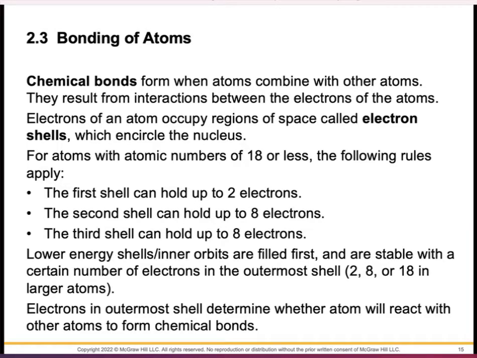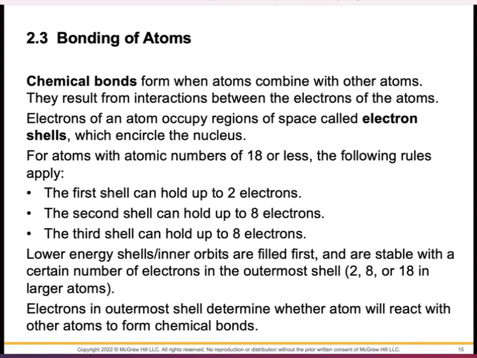For atoms with atomic numbers of 18 or less, the following rules apply. The first shell can hold up to 2 electrons. The second shell can hold up to 8 electrons, and the third shell can hold up to 8 electrons as well. The lower energy shells, or the inner orbits, are always filled first. So the ones closest to the nucleus are filled first and are the most stable with a certain number of electrons in the outermost shell.